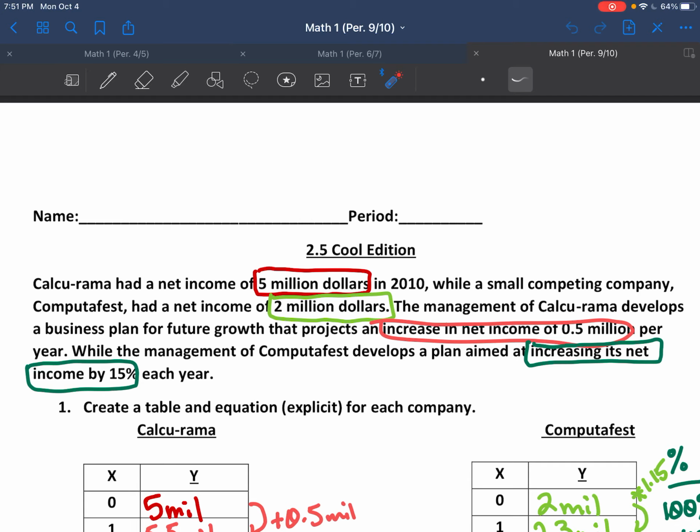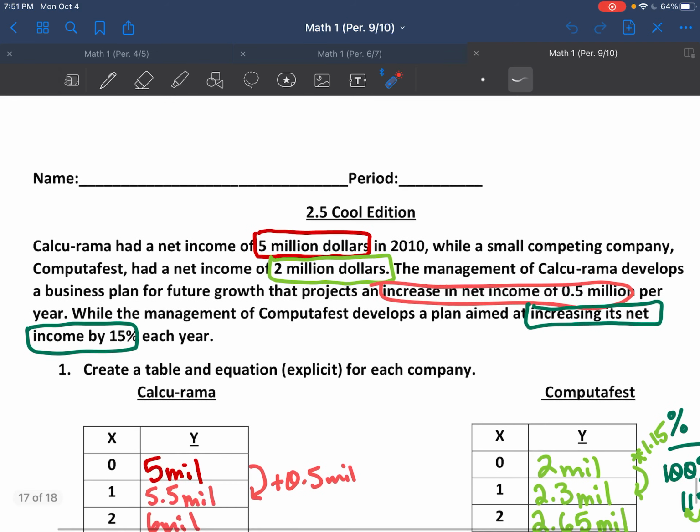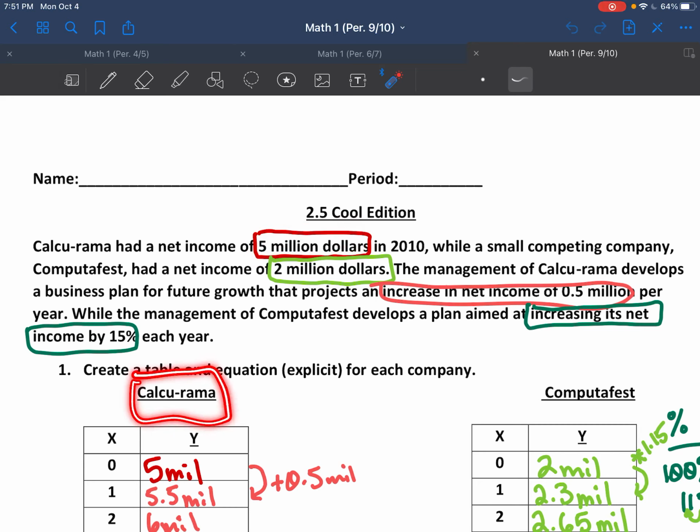So it says Calcurama had a net income of $5 million in 2010, while a small competing company, ComputerFest, had a net income of $2 million. So in Calcurama's table, I'm going to write 5 million. I'm not going to write all the zeros because I'm lazy, so I'm just going to write 5 mil. Same with the $2 million. That is the start for ComputerFest at time zero. They are starting out with that much money in 2010.